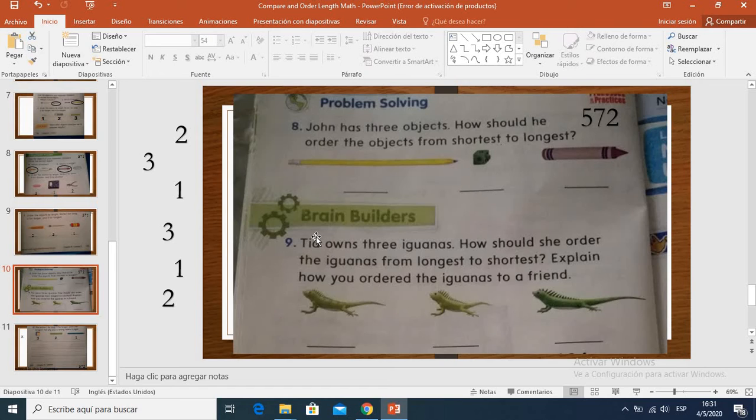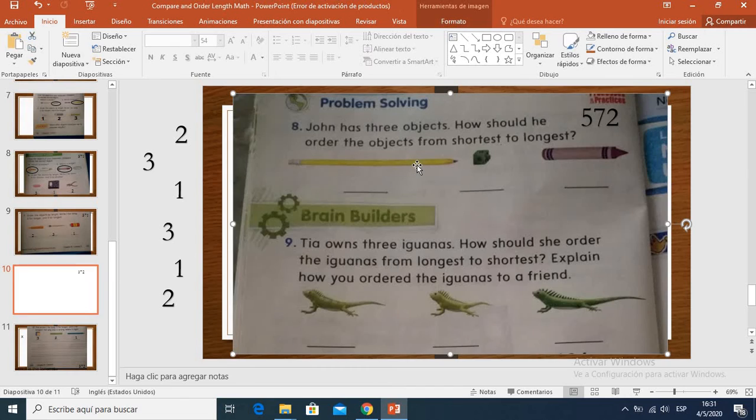Now, in this case, we're going to order the objects from the shortest to the longest. Okay? Now, we need to order them by giving a number. Remember, 1, 2, and 3. Okay, let's start from the shortest object, but let's name the objects first. This one is a pencil. This one is a Lego piece. And this one is a crayon.